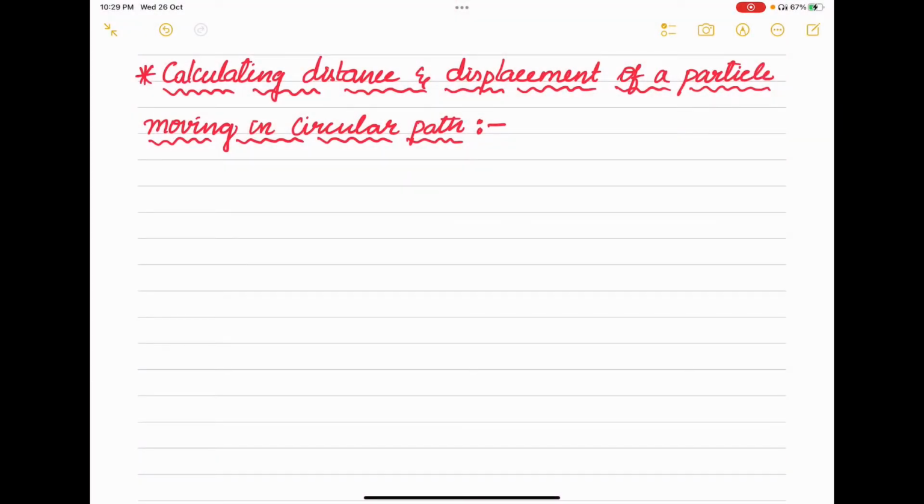As we have seen in our previous video about distance and displacement characteristics, we understood that distance will be greater than or equal to displacement and cannot be equal to 0 and cannot be negative, whereas displacement can be equal to 0 and can be negative, right? So now in this video, let us try to understand how to calculate or find distance and, at the same time, displacement when a particle is moving in a circular path.